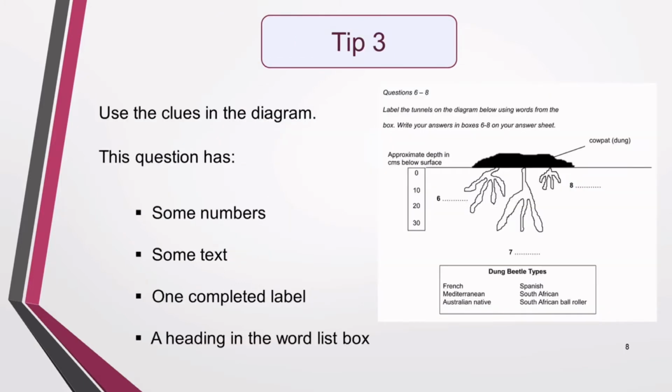Tip 3. Use any little clues present in the diagram to help you understand it. In our diagram, for example, we have some numbers, some text, one completed label, and a heading in the word list box. Each gives us important information about the topic and will be related to the answers in some way. I'll show you how to interpret it in a minute.